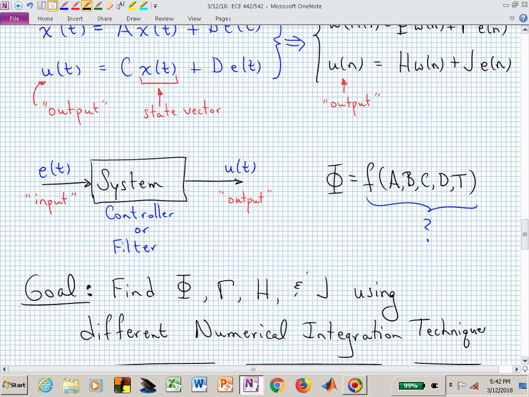That's our goal. We want to find what is phi in terms of A, B, C, D, and T, what is gamma, the input matrix in the discrete time setting, in terms of those same matrices, and T is a scalar. It's going to be multiplying these matrices, and you'll see maybe AT a lot, but just remember that T is a scalar, A is a matrix. BT, B is a matrix, T is a scalar, etc.